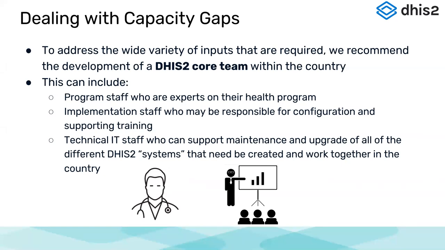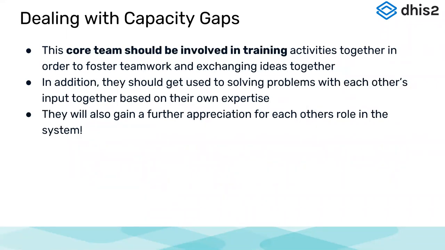Like, you may have hybrid people who are tech experts and program experts, as well as who have this implementation and configuration capacity. But in general, you need to have a team who has all these capacities, right? And this core team should be involved in training activities together in order to foster teamwork, where we can have ideas exchange, right? Because each aspect that is coming from each of these categories is important.